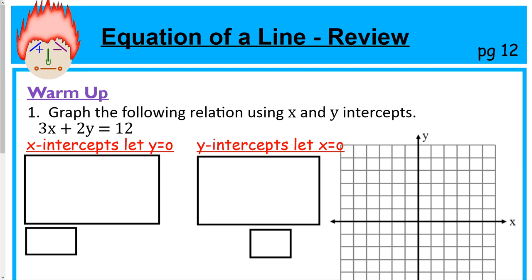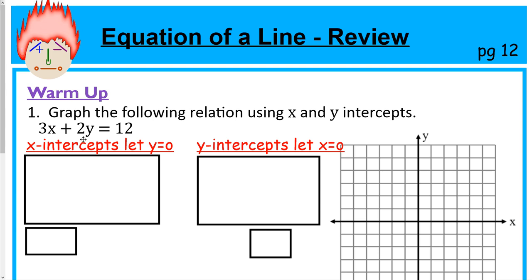Hi everyone, welcome back. We are on lesson 5 in our linear relations part 2 unit, and the topic is called equation of a line review. So I'm just going to go through some of the things that we talked about in previous lessons. So to start off, the first question is asking you to graph the following relation using x and y intercepts.